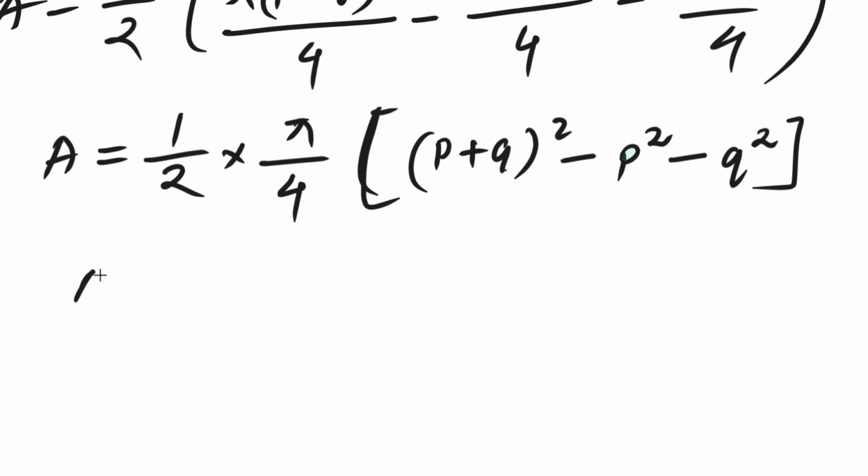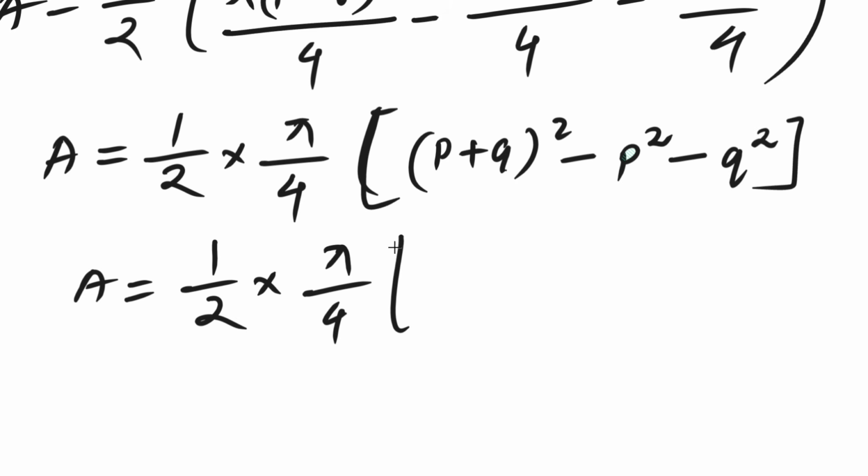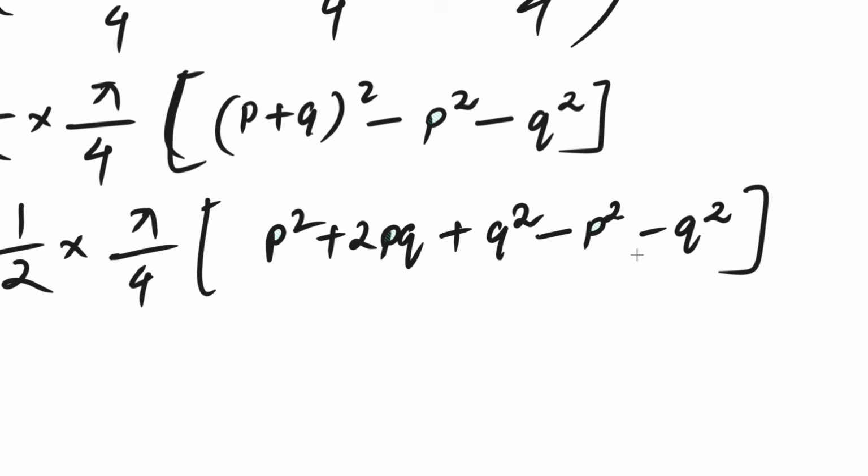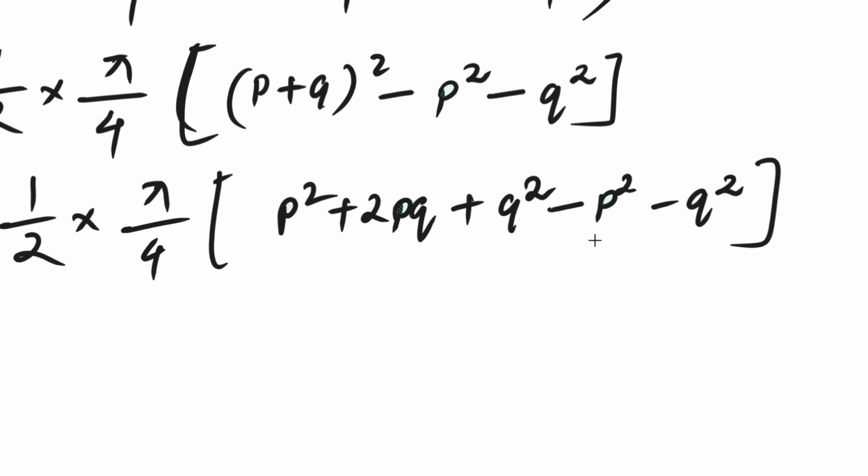The shaded area becomes 1/2 multiplied by pi divided by 4, multiplied by the quantity P squared, plus 2PQ plus Q squared minus P squared minus Q squared. Now look carefully at what happens. We have a positive P squared and a negative P squared, so those cancel. We also have a positive Q squared and a negative Q squared, so those cancel as well.